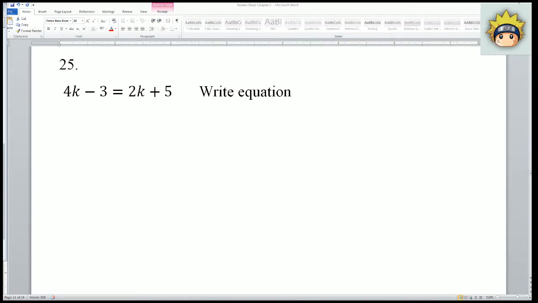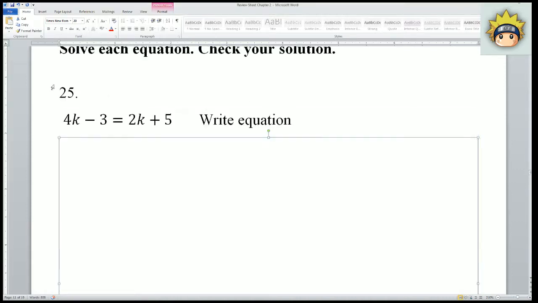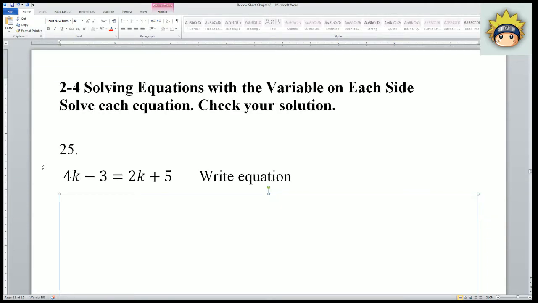This is going to be covered 2-4, solving equations with a variable on each side. The instructions here ask us to solve each equation, then check your solutions. For the sake of this video, I will only be showing how to solve each equation. To check your solution, just plug in the value that you get for the variable back into the equation, making sure that the left side equals the right-hand side.